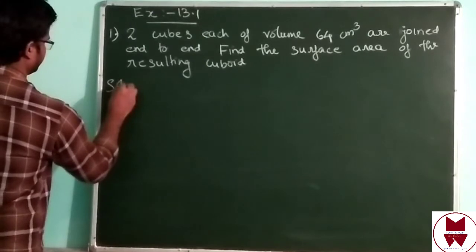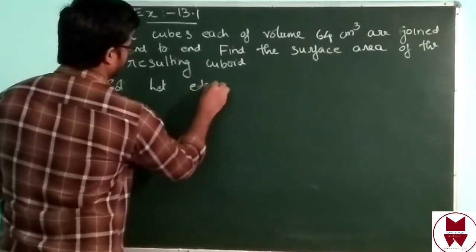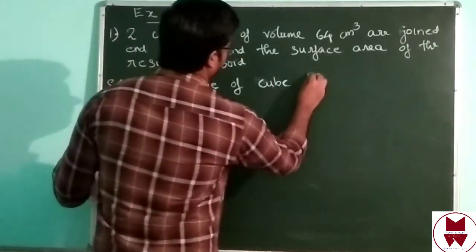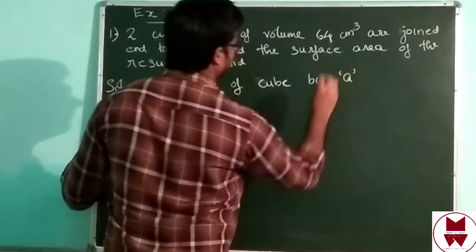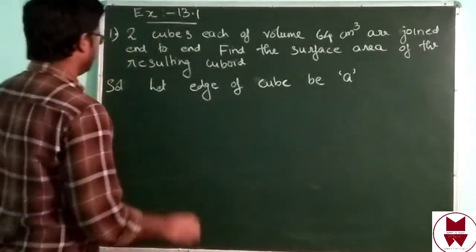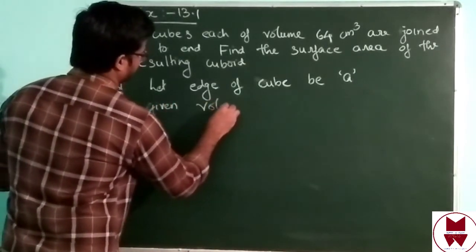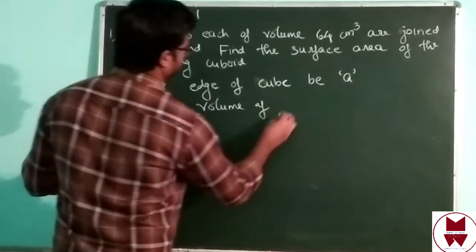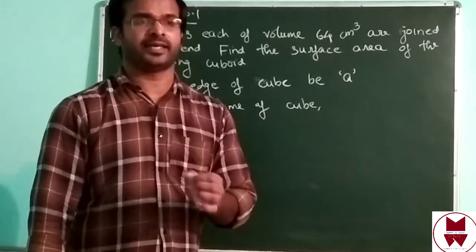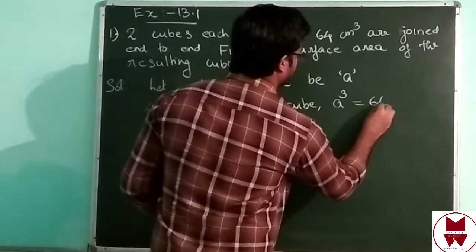You can write, let the edge of the cube be a centimeter. What is the length of the edge? We don't know. I just took that as a centimeter. Then given the volume of cube. Which formula? Already was studied. That is a cube, isn't it? We can write a cube equal to 64.